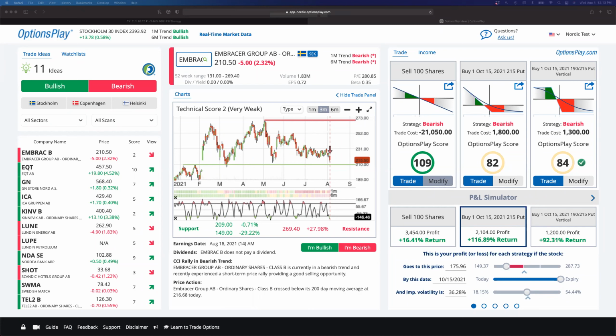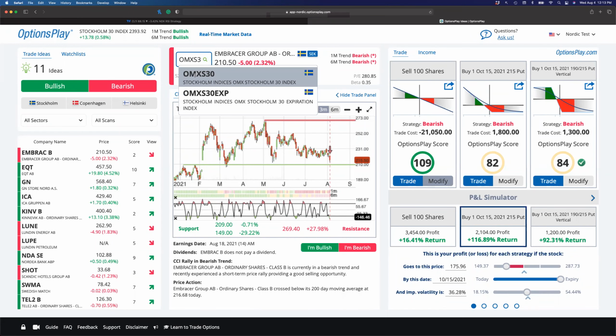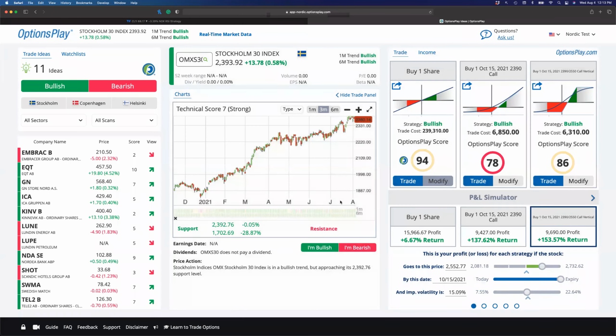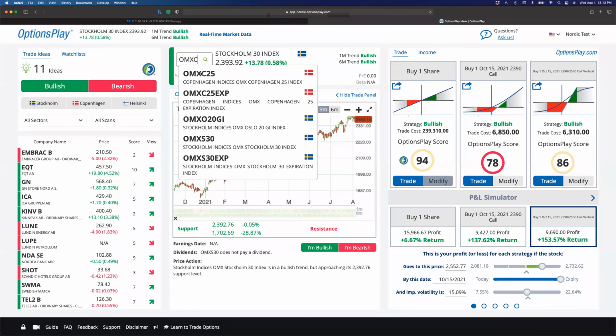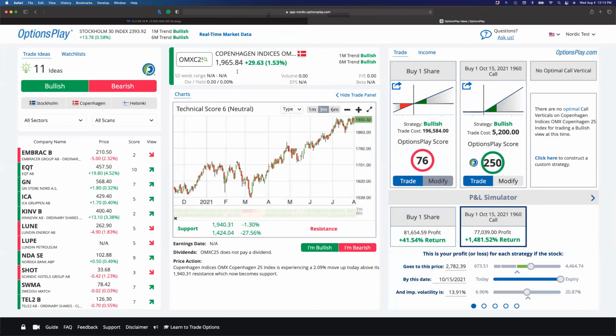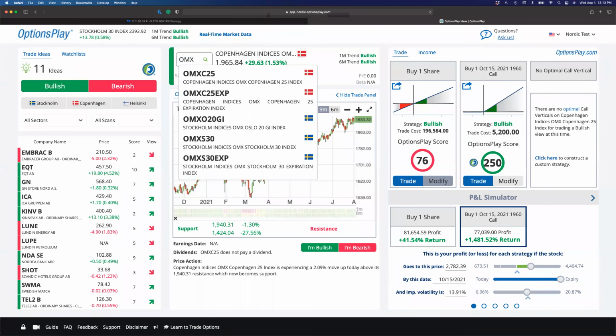Looks like one new question about indices. Yes, you can type in all of the indices that I talked about here today, like OMX S30. All of the indices are available here as well, so you can trade the indices in addition to underlying stocks. You can just search for it in the search box. So OMX C25. As you can see, Copenhagen is here, Helsinki is here. All of them are available here.